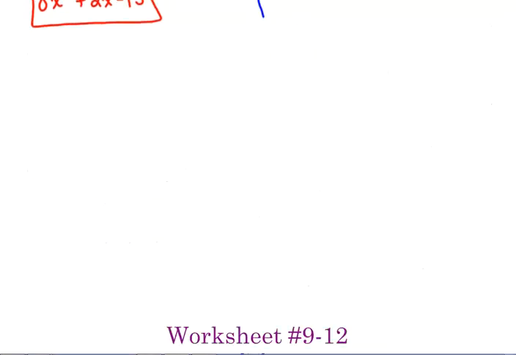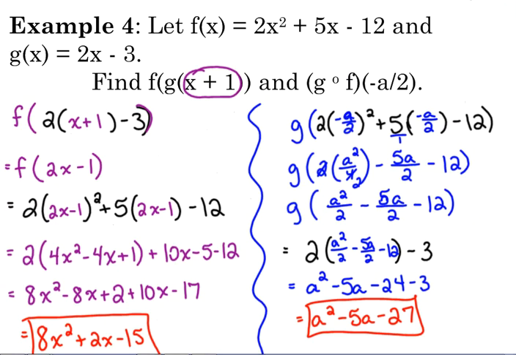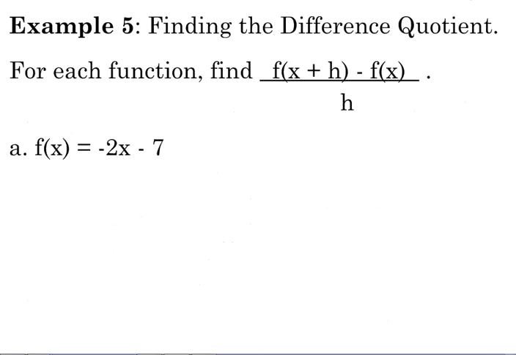All right. Before we do the worksheet, I've got one more example I want to show you. Flip your paper over one more time. This is called finding the difference quotient. This is something called the difference quotient. So for each function, we're going to find f of x plus h minus f of x over h. So the difference quotient is this expression right here. That is the difference quotient.